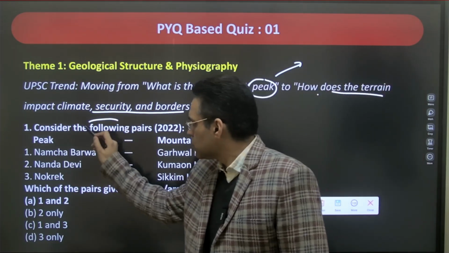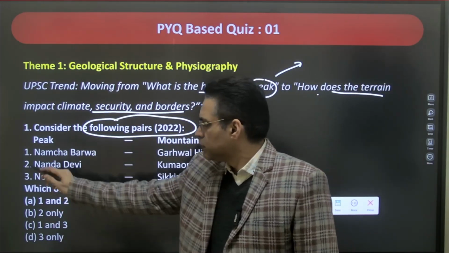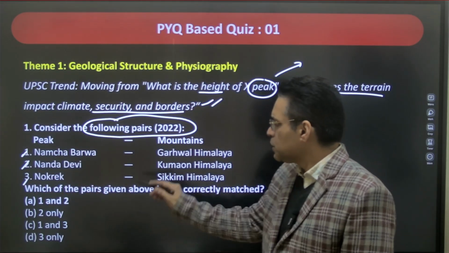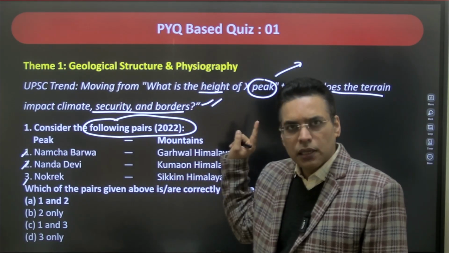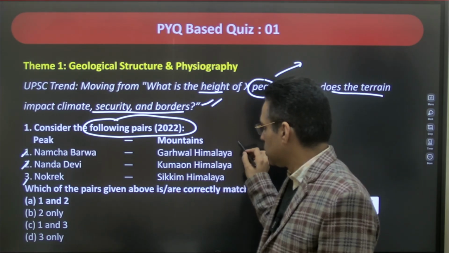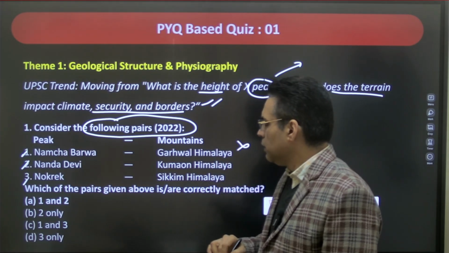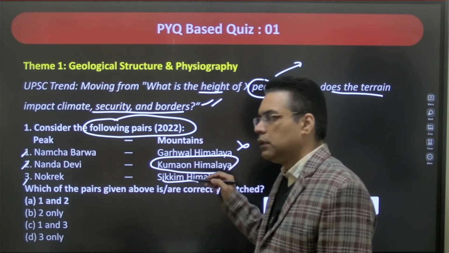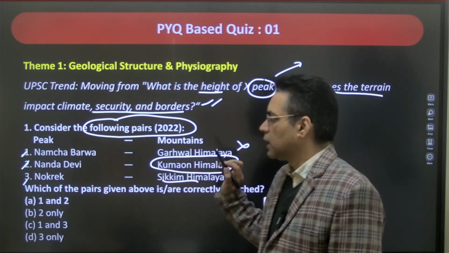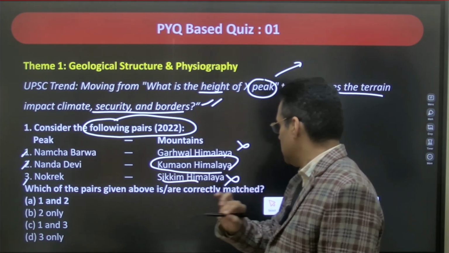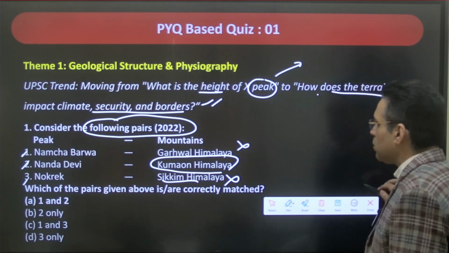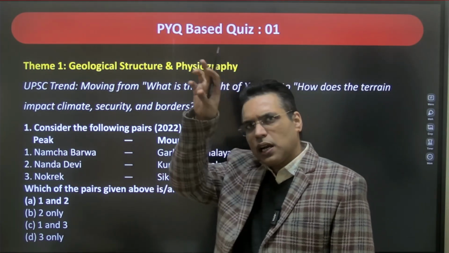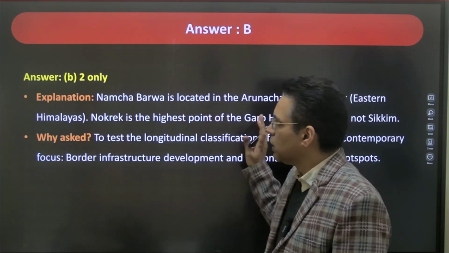Consider the following pairs: Namcha Barwa, Nanda Devi, Norkek. Namcha Barwa is in the eastern Himalayas, so naturally it will not be in Garhwal. Nanda Devi is in the Kumaon Himalayas, yes, that is right. Norkek is not in Sikkim, that is for sure. So this is wrong. This question might look very simple, but if you have an understanding of the map and where the locations are, you can easily solve it.